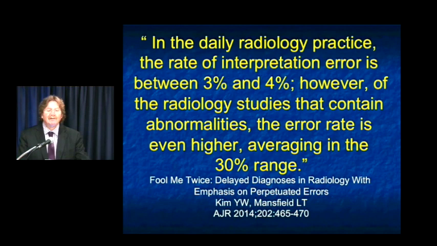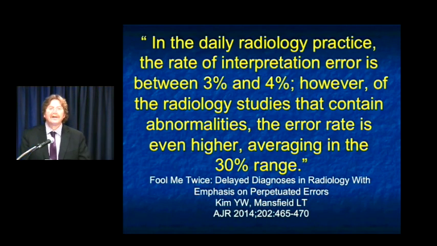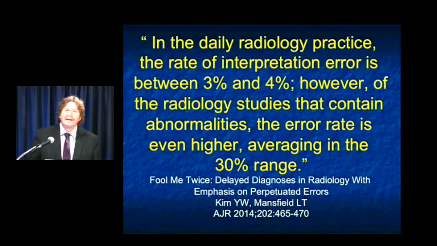Now that's, to me, a little bit scary. So that means if a study's normal, you're probably going to read it correctly. If the study's abnormal, 30% of the time you're going to be wrong. You're going to miss the finding. So that's really a scary rate. I think it's a lot lower than that, but nevertheless, it does say we all have room for improvement.